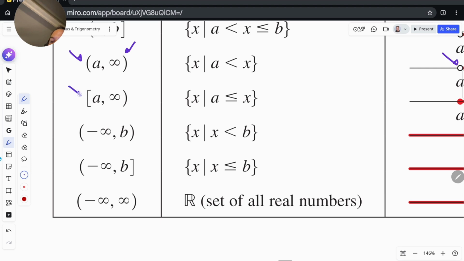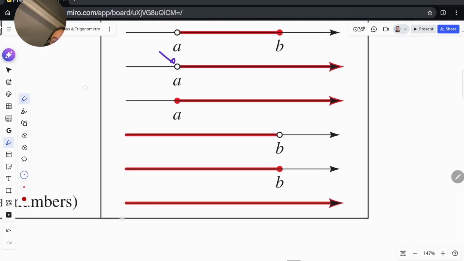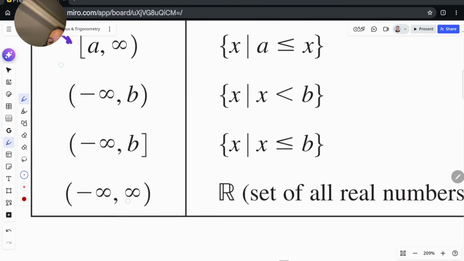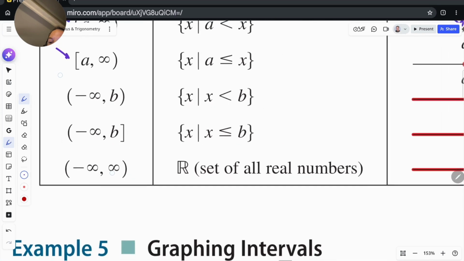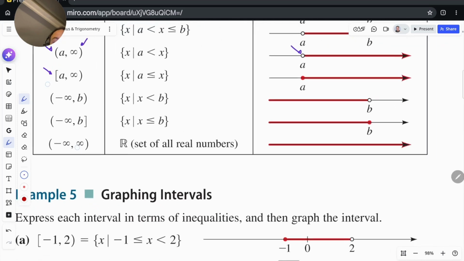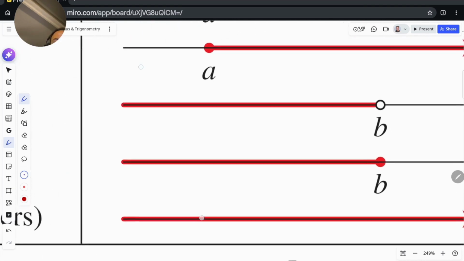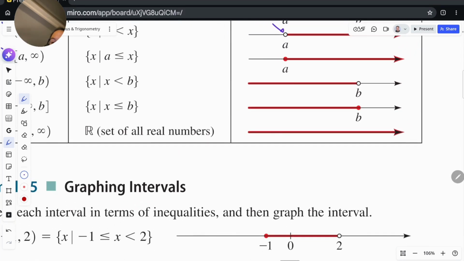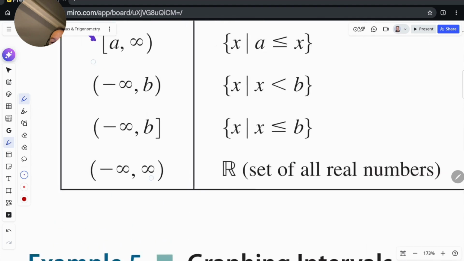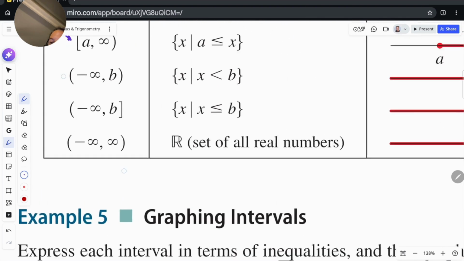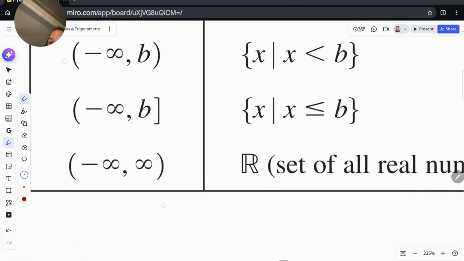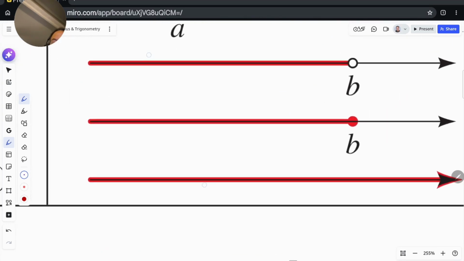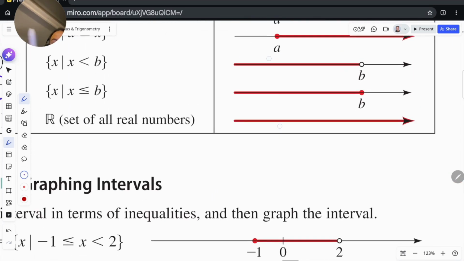Our next example, same idea here, but A will be included, so we'll use a bracket. Next example, negative infinity to B. Infinity and negative infinity always get parentheses. There we go, B open, excluded, going to the left infinitely because we begin with negative infinity. And in the next example, with B being included, same idea, but we'll close in our dot.